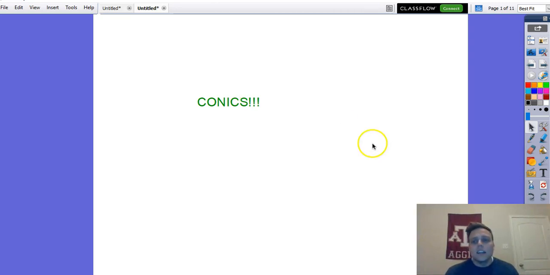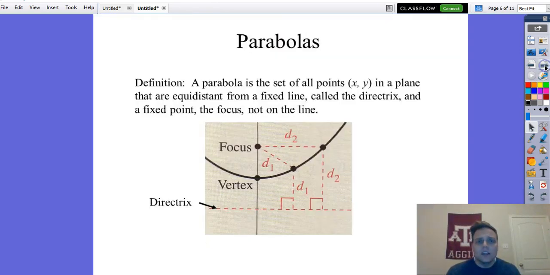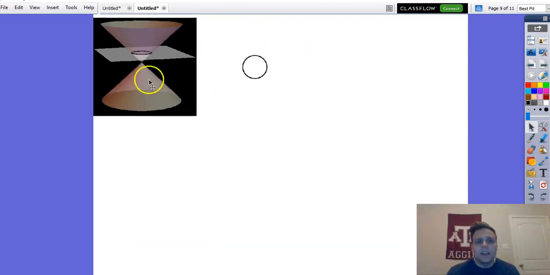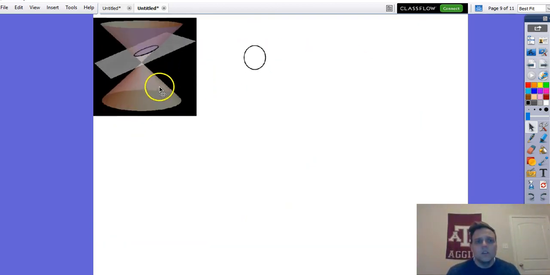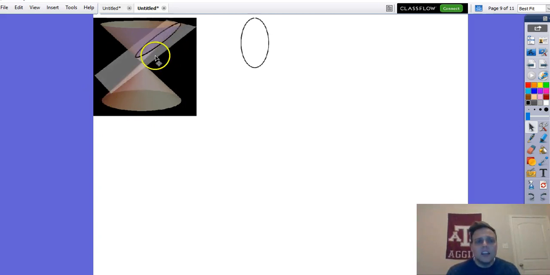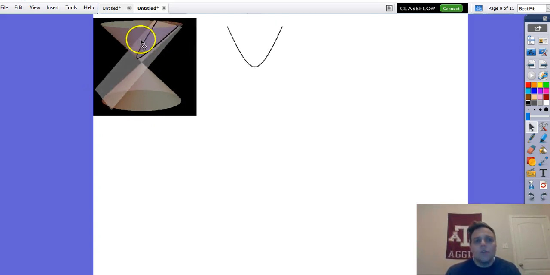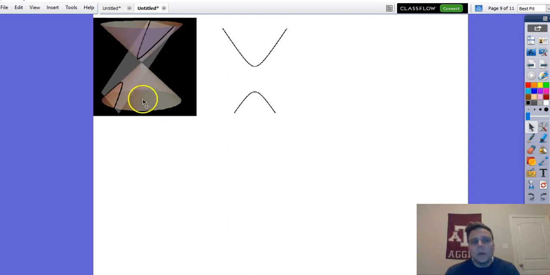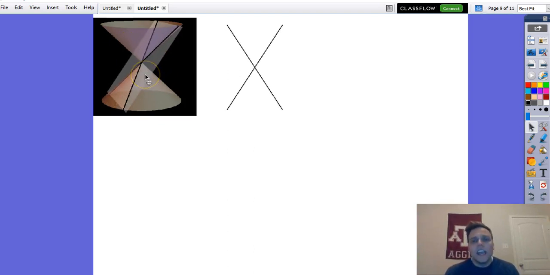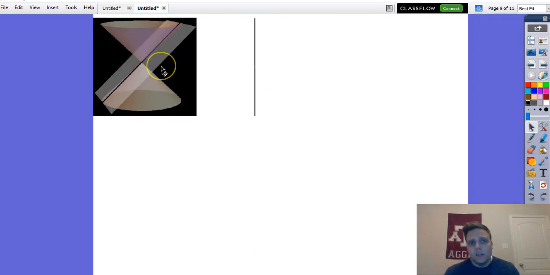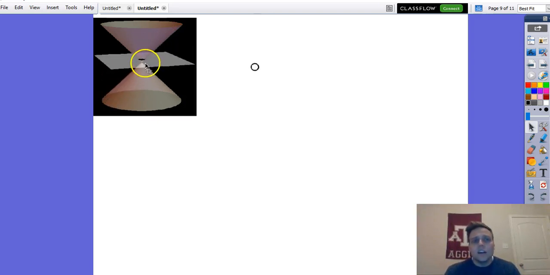Now, conics are all made from the intersection of a plane with 2 double-napped cones. Let me show you a little GIF, or GIF, however you like to pronounce it, that kind of helps explain conics. So you see this double-napped cone? You see that we have a plane going through it? The way we cross a plane through a double-napped cone creates what we call conics. Okay? So, let's start. Here's our first conic.